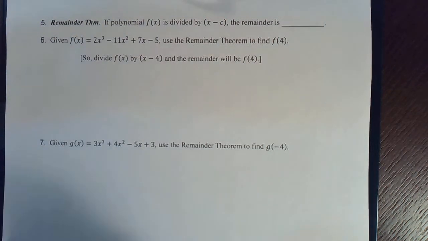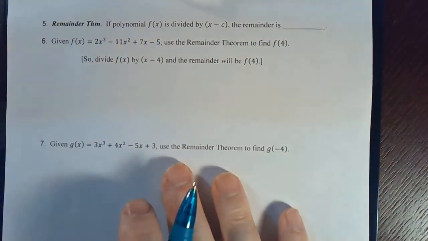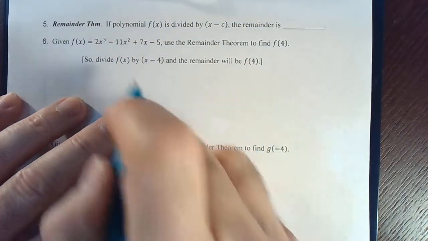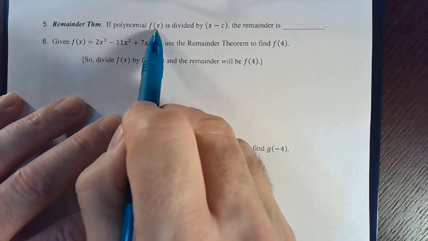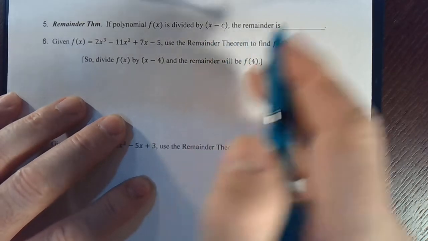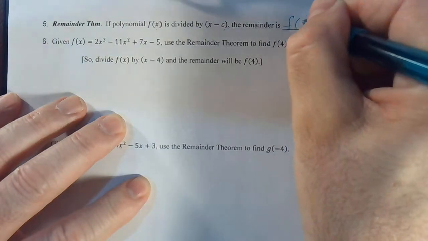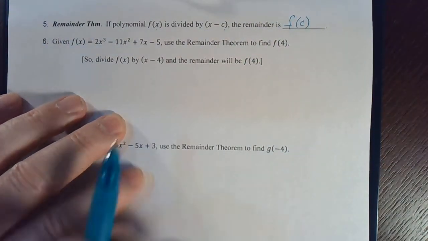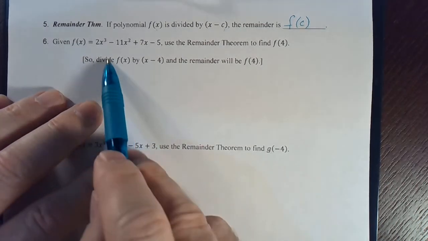Well, to finish up our section on dividing polynomials, we're going to look at a couple of theorems. This first one I don't think we'll use too frequently, but it is quite interesting. If the polynomial f of x is divided by x minus some constant, the remainder is f of that constant. That is pretty fascinating. Let's do an example.